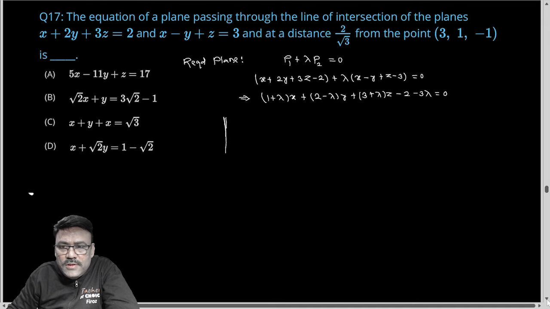So that will be mod. Put x is equal to 3 here, so it is 3 plus 3 lambda. y is equal to 1 here, so 2 minus lambda. Then z is equal to minus 1 here, minus 3 minus lambda. And then minus 2 minus 3 lambda.